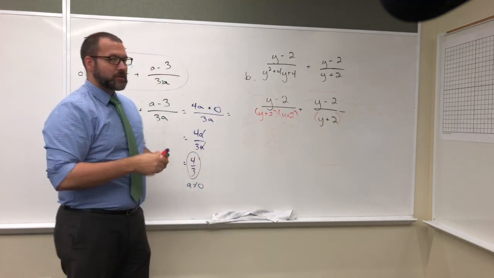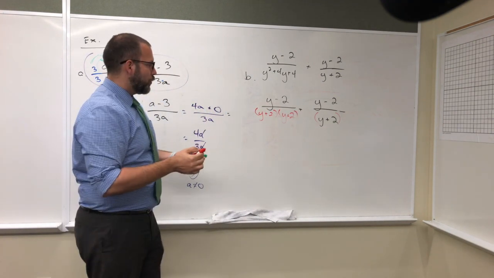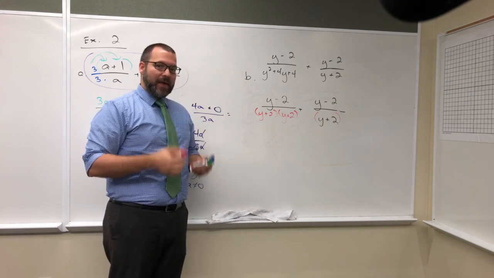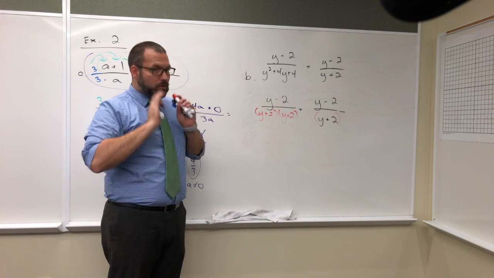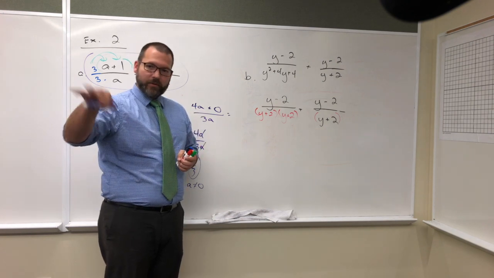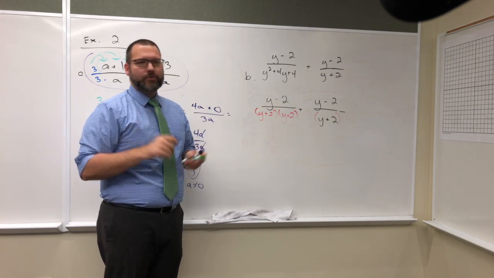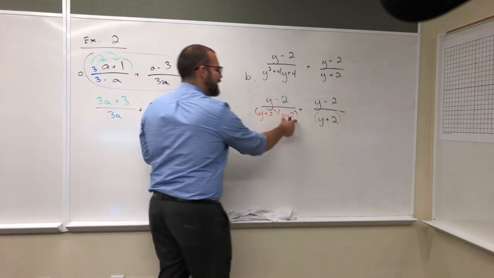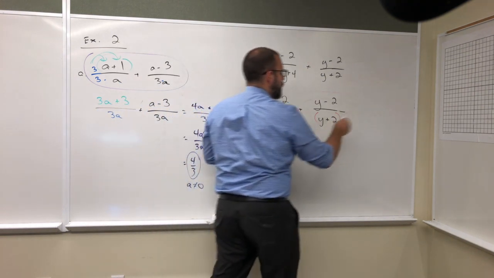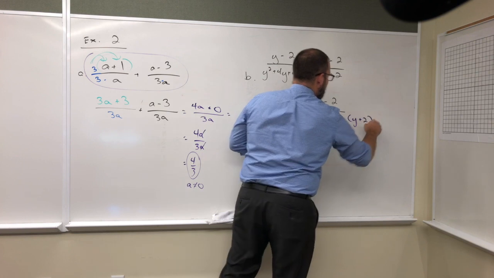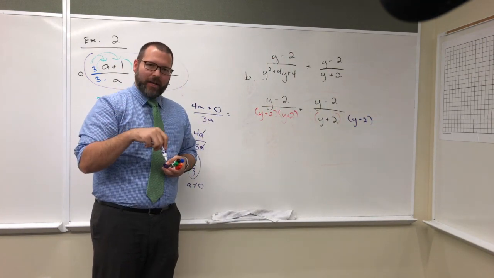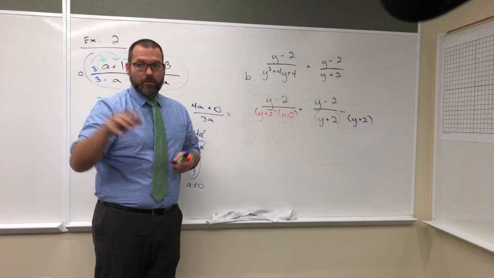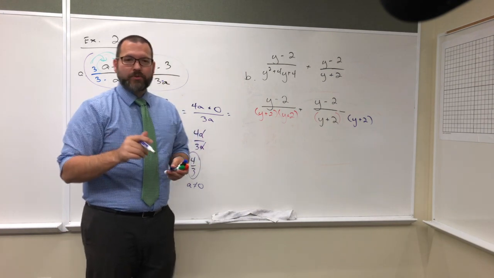Now you might be thinking, wow, there's a lot of y's and 2's, and that's true. But all I care about is making the denominators the same. Are the denominators the same right now? No, they're not the same, right? The imaginary students right now are saying, no, Mr. Ricchuiti, they're not the same. Because I need another y plus 2 over here. So I'm just going to write y plus 2. But can I multiply only the denominator by y plus 2? Imaginary students say, no, Mr. Ricchuiti, you can't.